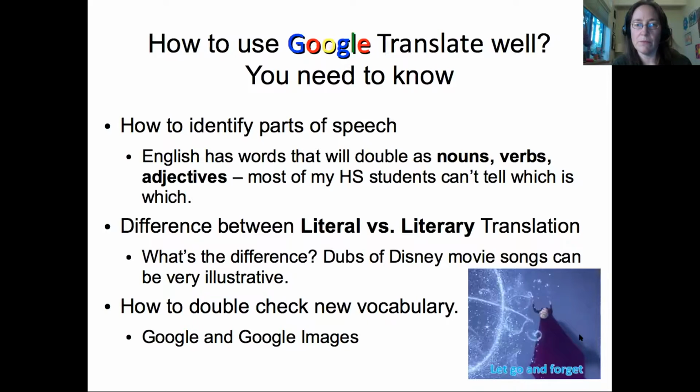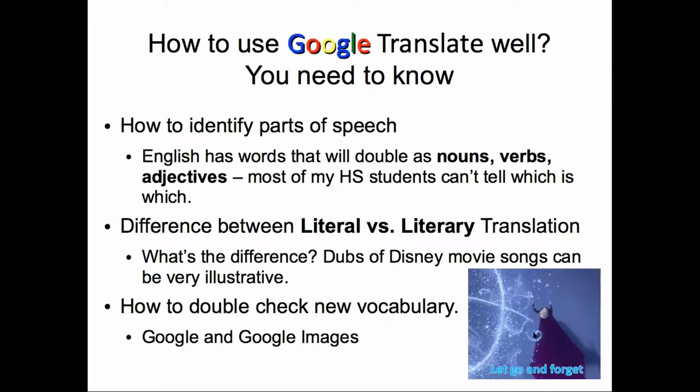Sorry, is my audio not working so well? Your audio is okay, but it is going in and out in terms of level a little bit, but it's still fine. Go ahead. Okay.